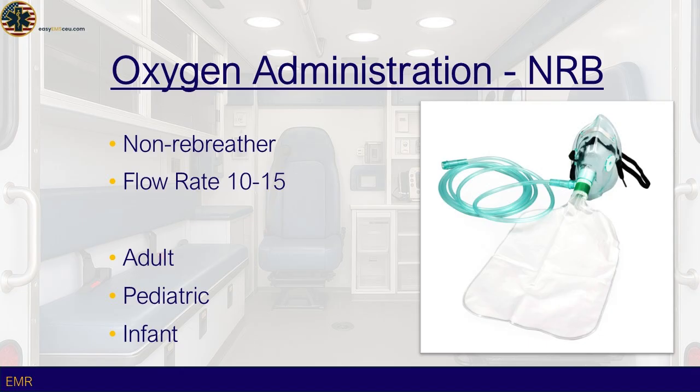EMS personnel should continuously monitor for signs of respiratory improvement, such as increased oxygen saturation levels and decreased work of breathing. If a patient remains hypoxic despite NRB use, providers must consider alternative interventions, such as continuous positive airway pressure, CPAP, or assisted ventilation. While simple in design, non-rebreather masks play a crucial role in pre-hospital care, offering a rapid and effective means of delivering high-concentration oxygen to critically ill or injured patients.